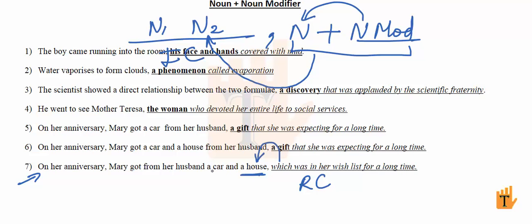Now this modifier is not used for a car. In case you want to make it for a car, you can replace the position of house and car. Okay, so that's how we can correct it. You'll find one option having noun plus noun modifier like this, another one with just a relative clause. So you just need to identify which one is correct, and in such a situation a relative clause is better.